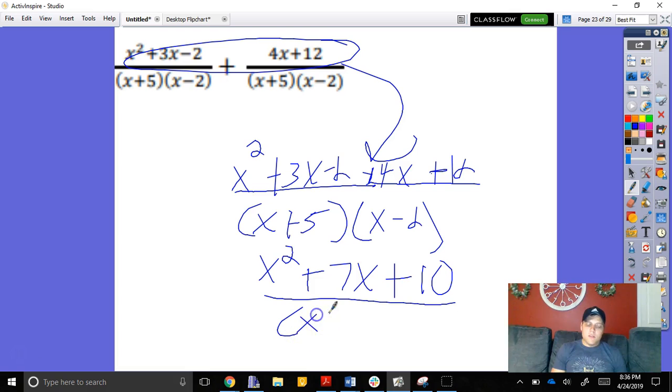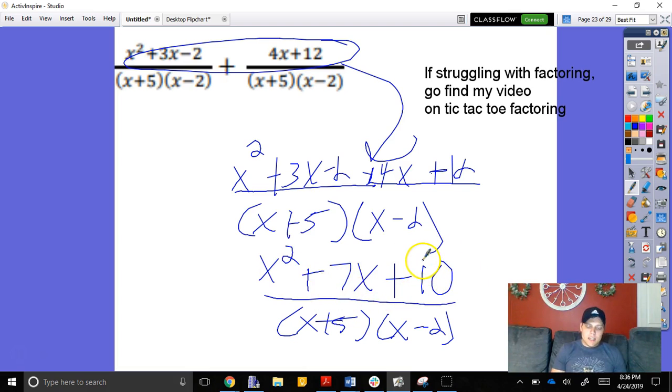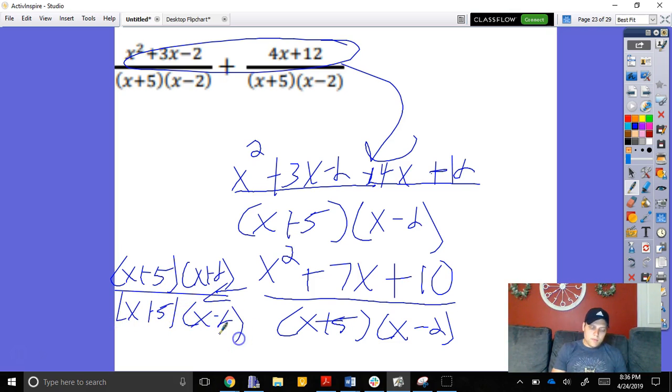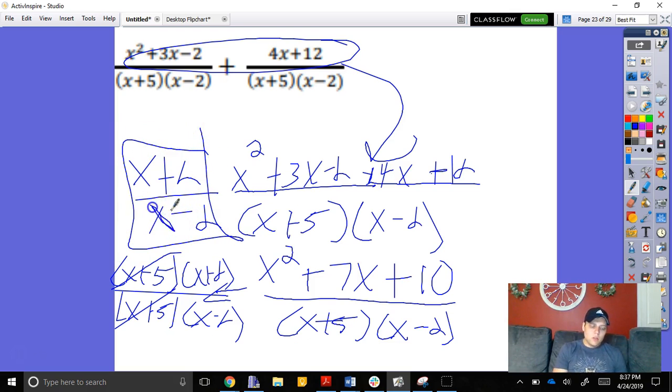Over x plus 5 times x minus 2. Alright? And now what you should notice is that I could actually factor this piece right here. I'm going to have to write over to the left side. And if I factor that, I would get x plus 5 times x plus 2 over x plus 5 times x minus 2. And so then that means I can cancel out my x plus 5s, and I'm left with x plus 2 over x minus 2. Alright, and that would be my answer, x plus 2 over x minus 2.